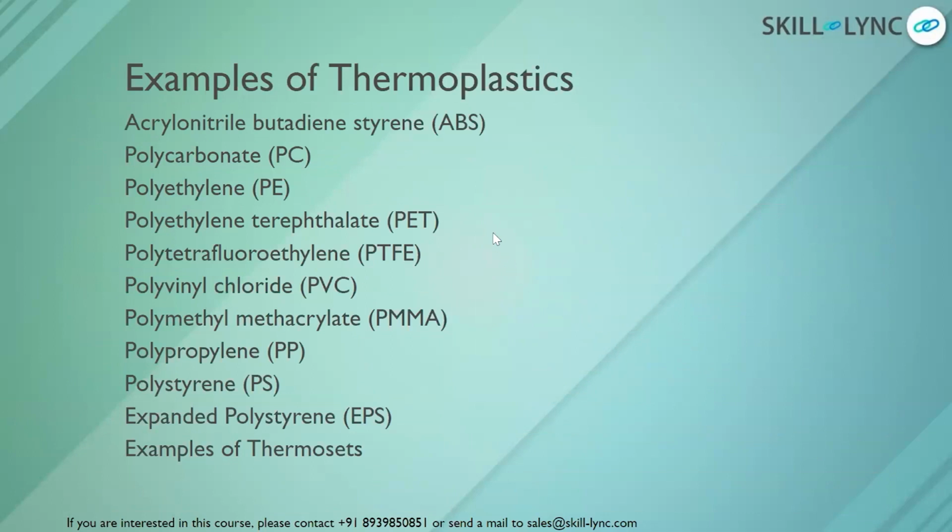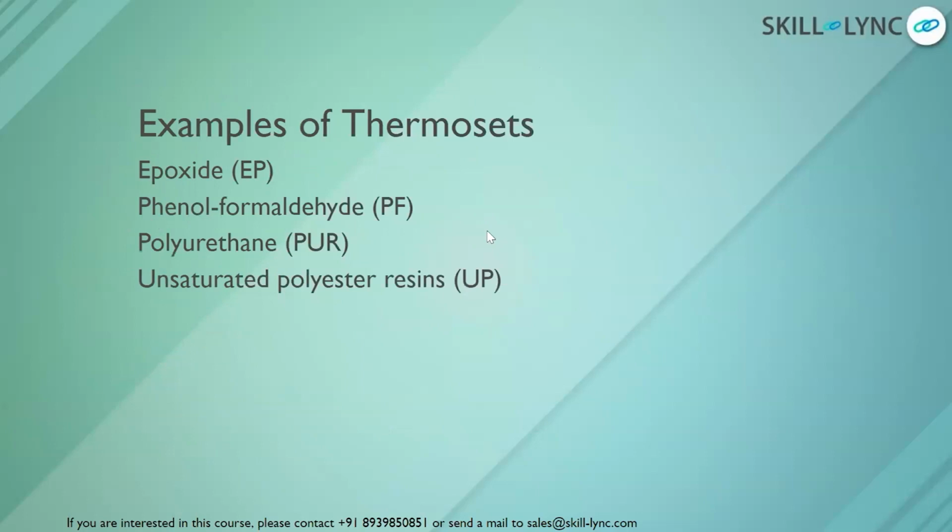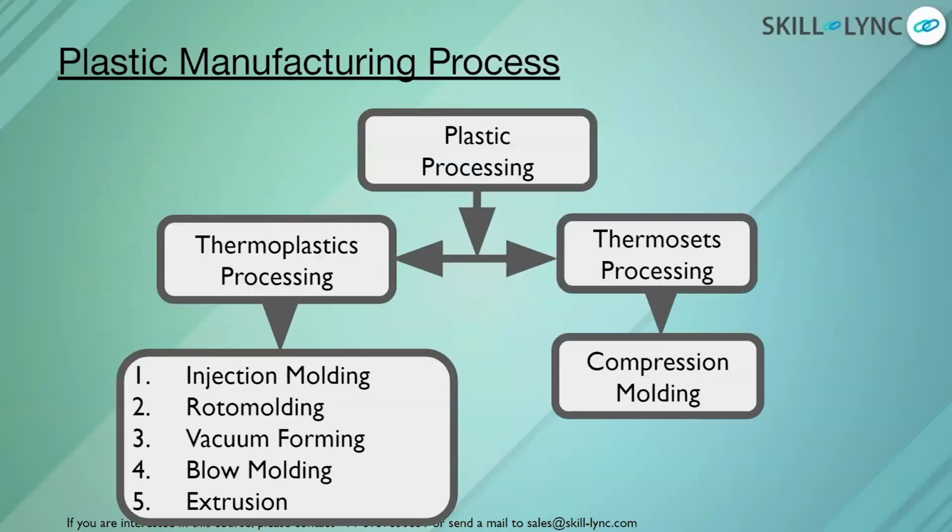You have ABS, acrylonitrile butadiene styrene, polycarbonate, polyethylene, polyethylene terephthalate, polytetrafluoroethylene, polyvinyl chloride, polymethacrylate, polypropylene, polystyrene, and so on. Similarly, there are multiple materials in thermosets: epoxides, phenol formaldehyde, polyurethane, and unsaturated polyester resins. Resins generally are classified into the thermosets category.